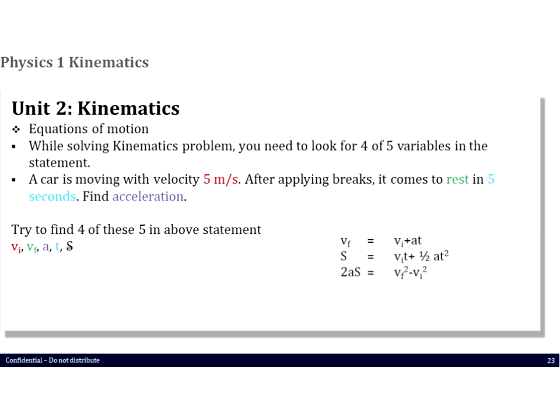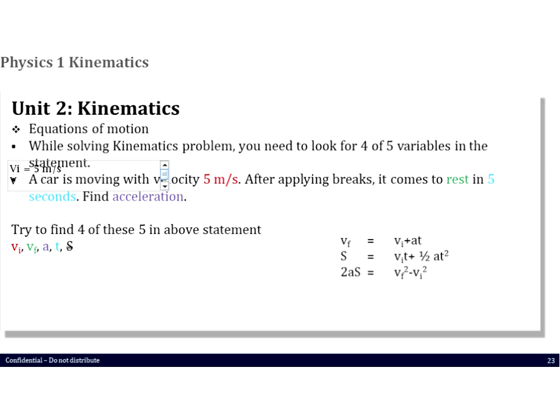The car at that point is moving at velocity 5 meters per second. So that is the initial velocity. So VI is equal to 5 meters per second. Okay, now keep reading. After applying brakes, it comes to rest. When we say it comes to rest, it means that the final velocity is equal to 0. Vf is equal to 0 meters per second.